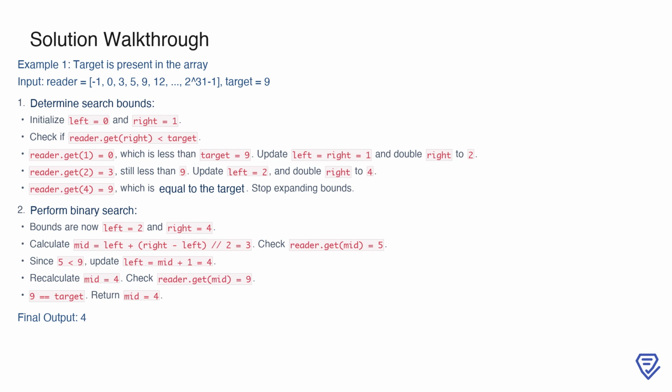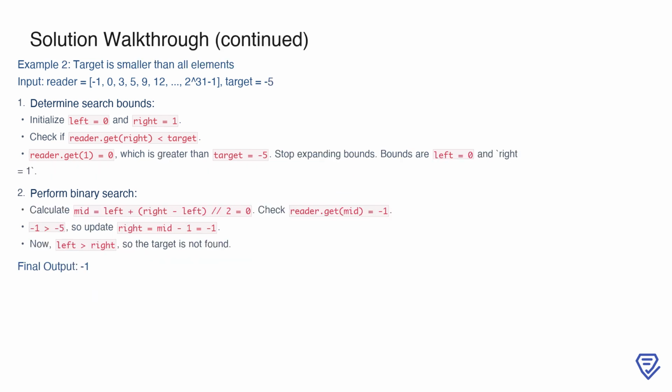Now, reader.get(2) gives 3, which is still less than 9. We update left to 2 and double right again to 4. At this point, reader.get(4) equals 9, which matches the target, so we stop expanding the bounds. With the bounds established as left equals 2 and right equals 4, we proceed to perform a binary search. The midpoint is calculated as mid equals 3, and reader.get(mid) returns 5. Since 5 is less than 9, we update left to mid+1, which is 4. Recalculating the midpoint gives mid equals 4, and reader.get(4) is 9, which matches the target. Therefore, we return the index 4 as the result.